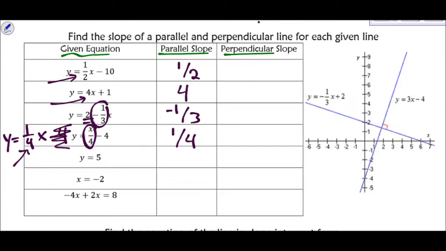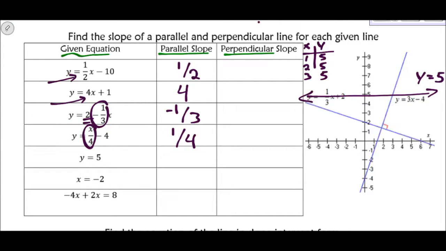All right, the next one says y equals 5. So my y value is always 5. If I think about a table there, y is 5. Doesn't matter what x is. X can be 1, x can be 2, 3. Y is always 5. That's what that graph looks like. That's one of our special cases. Y equals 5 is a horizontal line, and horizontal lines don't have a rise. There is no rise to this. It doesn't go up or down. So it's just a slope of 0.